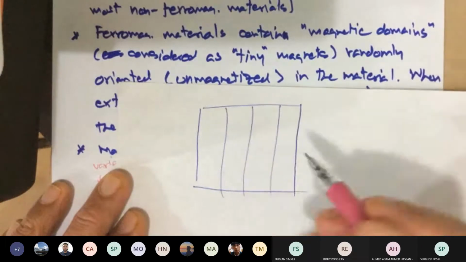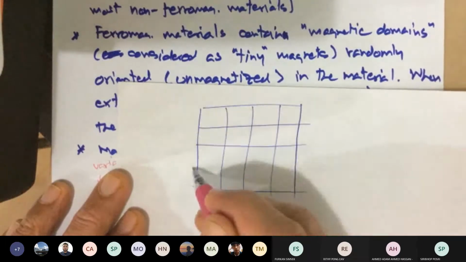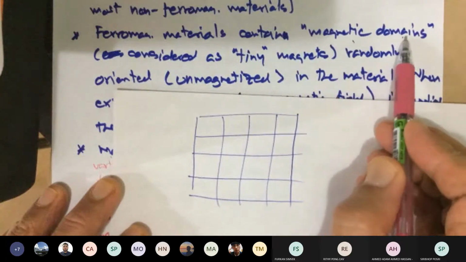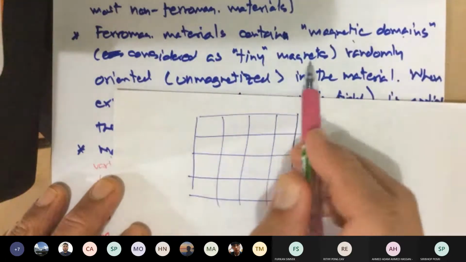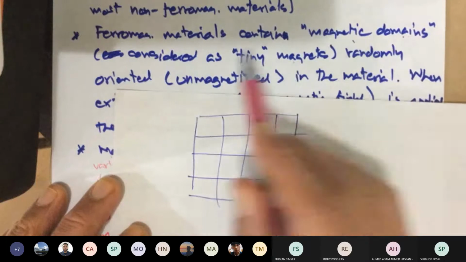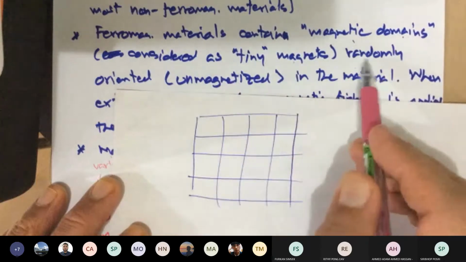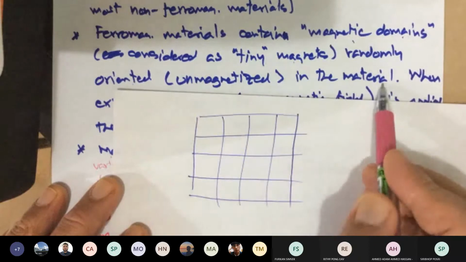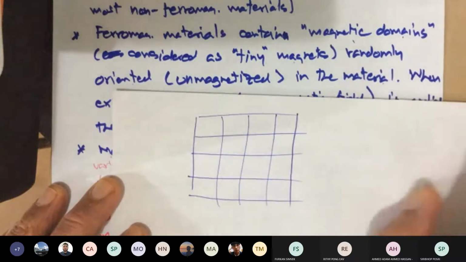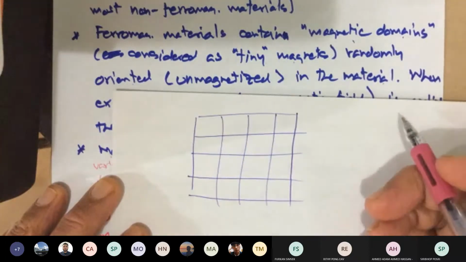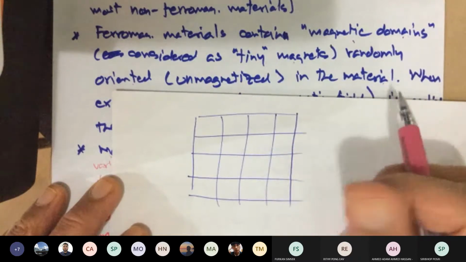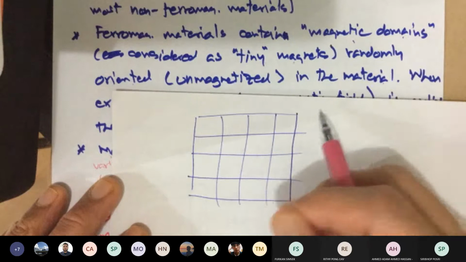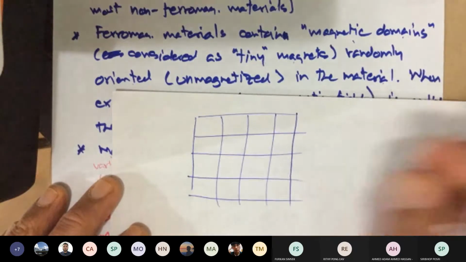I'm drawing a crude drawing to give you an idea. These are not the actual thing. Magnetic domains: think of them like tiny magnets. These domains are randomly oriented in the materials. So if you get a piece of iron, it's neutral. It's a regular iron, it's not a magnet.